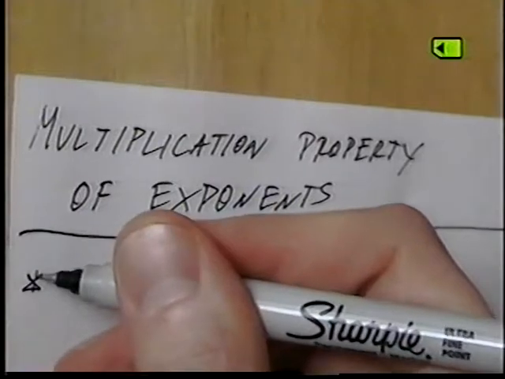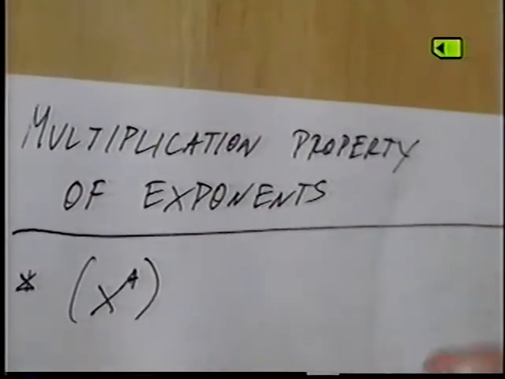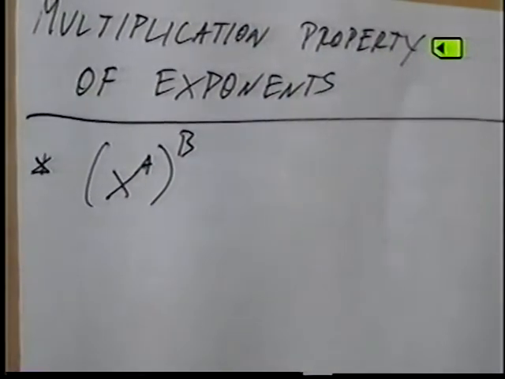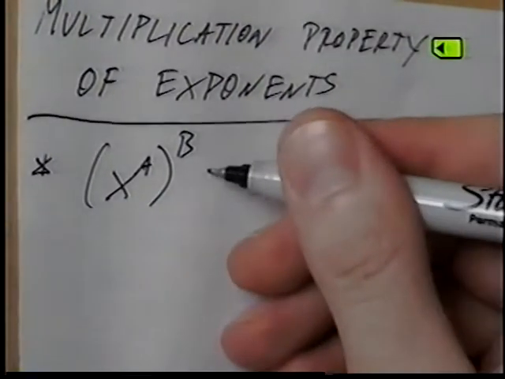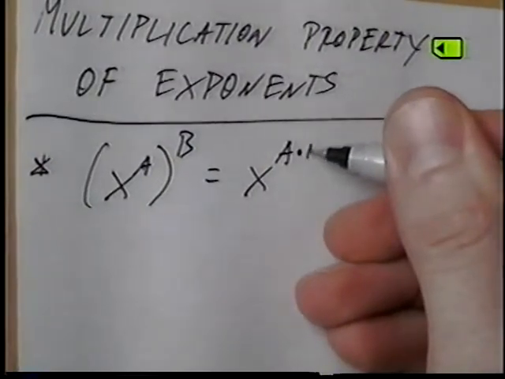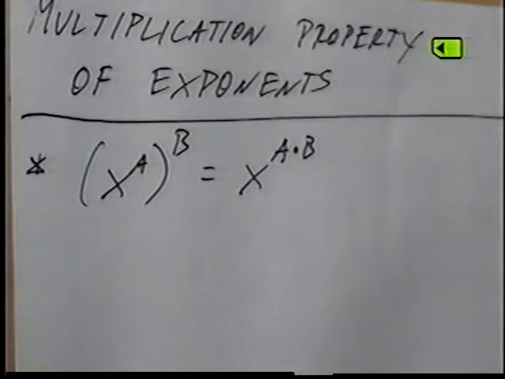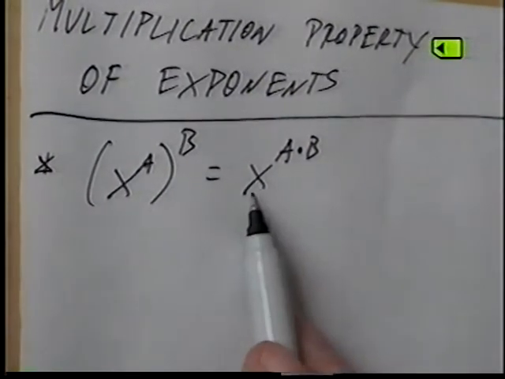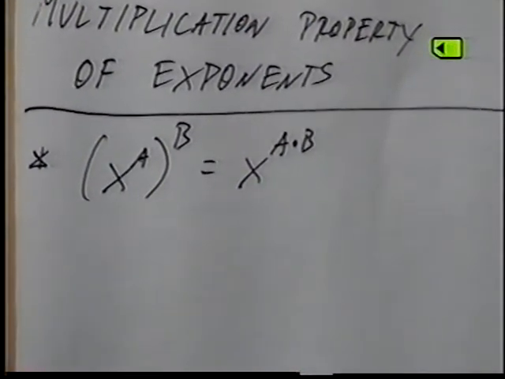Definition for today is parentheses x to the a power, and then outside the parentheses another exponent to the b power. So x to the a power to the b power is equal to x to the a times b. So when you have two exponents separated by parentheses, you can multiply the exponents together, and the base x, whatever number, whatever variable it is, can stay the same.